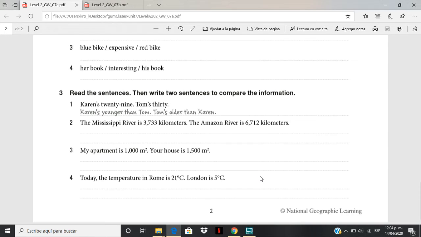What about number 4? According to this, today it's hotter in Rome than in London, right? Today it's colder in London than in Rome. Or today Rome is hotter than London. Today London is colder than Rome, right? Was it easy? I hope it was quite easy.